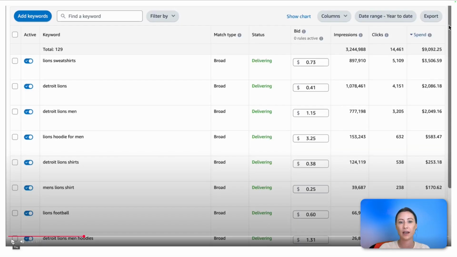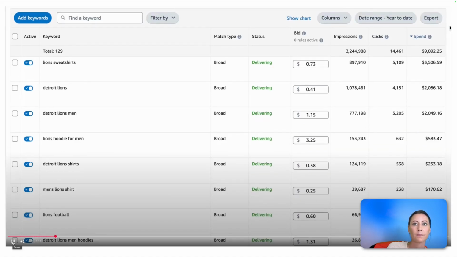This is an old campaign from an account that we had audited. They put 129 keywords in a campaign. The problem with that is if you have that many keywords, they're not all going to collect data because your budget's potentially too low. And here's what it looks like directly within the campaign.